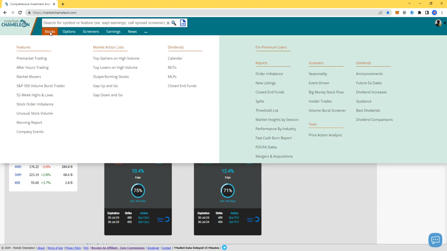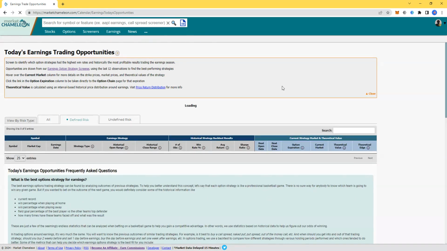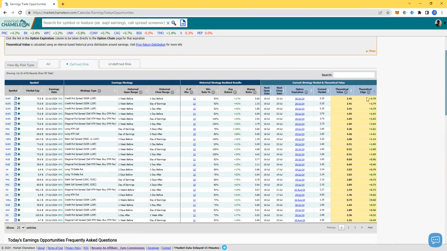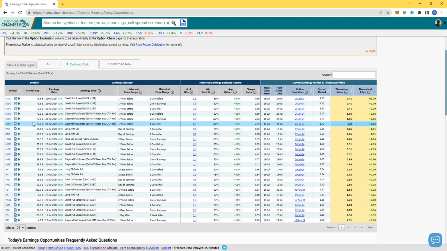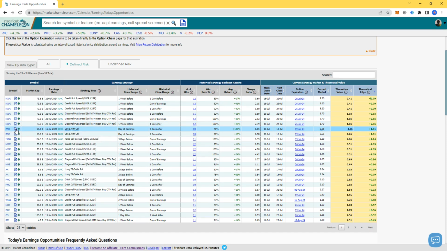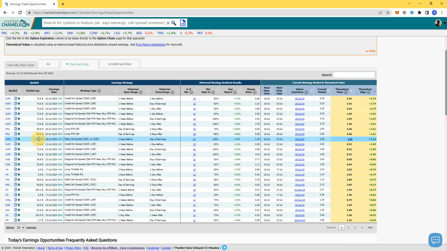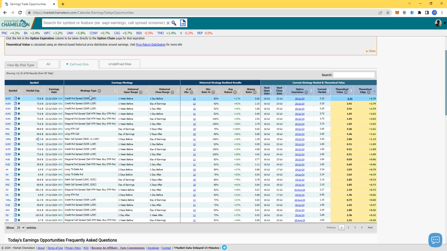Next, I like to go to earnings. I'm going to click trade opportunities. And because we are in earnings season, I like to do this. And I also like to change the theoretical edge to the max. So you see this is my max, and then I just go to town with stuff that I know, like PNC, I think it's a bank if I remember correctly. There's also the market cap that you can filter surgically and tons of stuff, and it tells you the trade, the strategy: credit put spread.